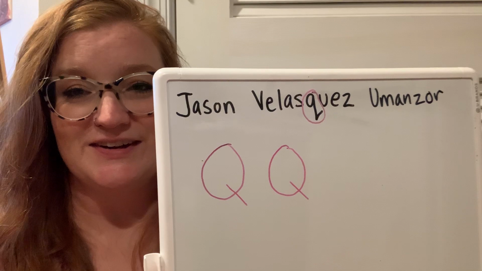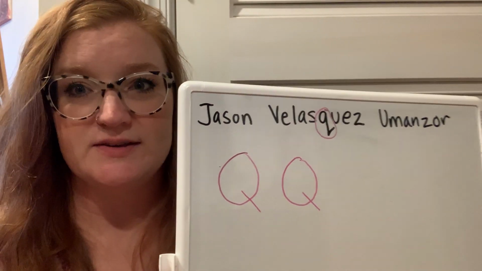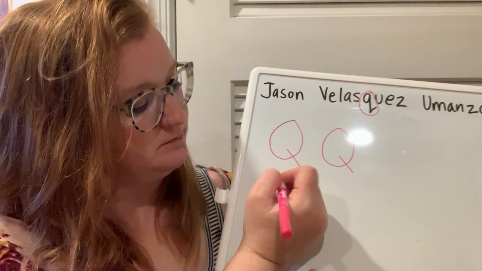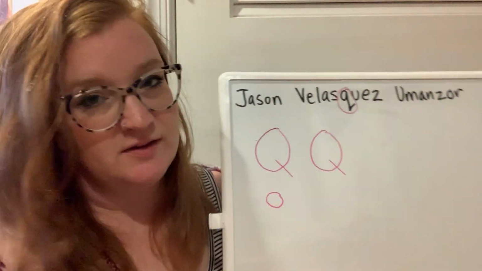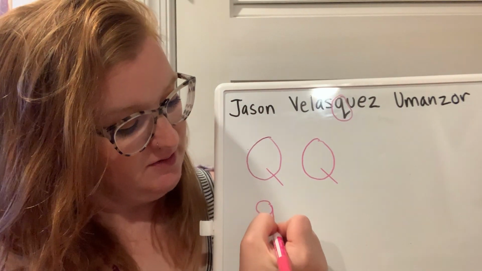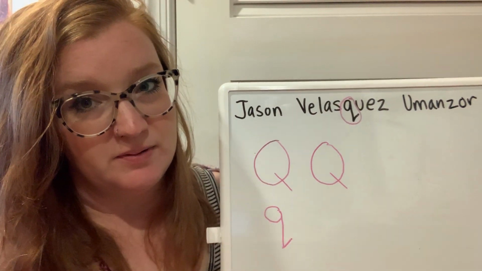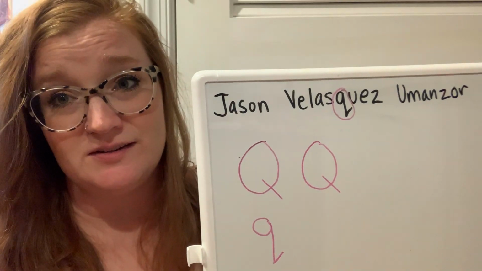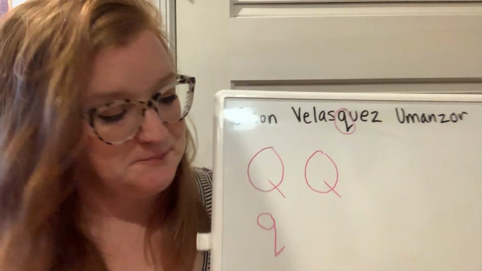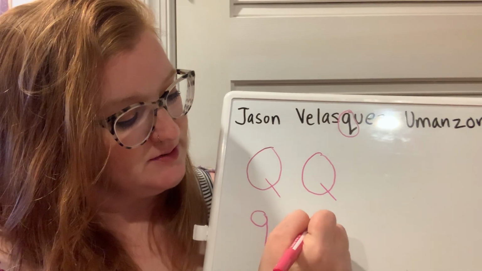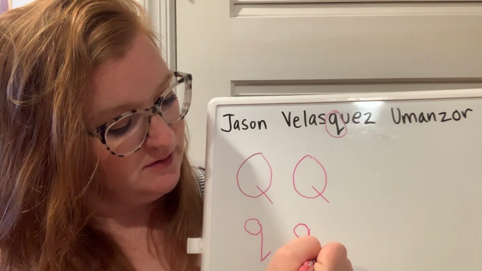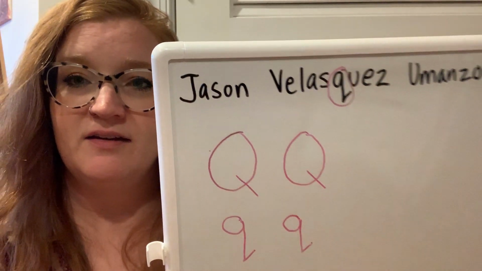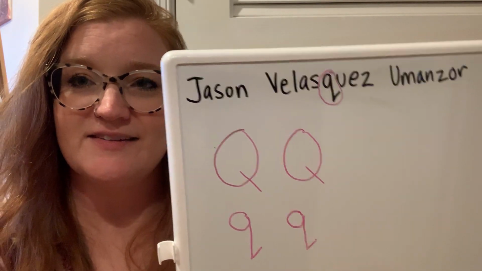Perfect. All right, now we're gonna make lowercase q. You guys ready? Do around, close, and then we're gonna go down and then go up. It's a little tricky. Let's try it one more time. Around, close, down, slant up. Perfect. Thanks, guys.